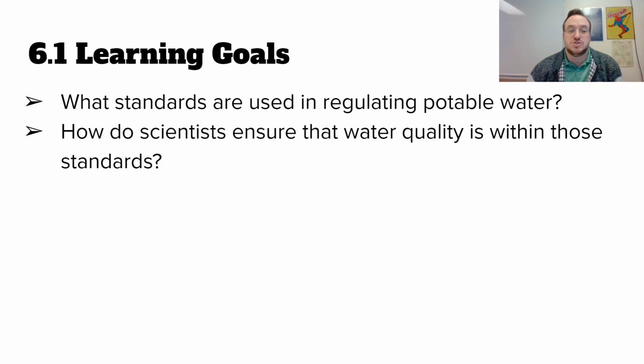So the questions we're going to ask today are: what standards are used in regulating potable water? Potable means drinkable. Non-potable, you don't want to drink it. It's not fit for drinking. And then how do scientists ensure that water quality is within those standards? So some of these standards are going to be a level where we want the tests to give us values higher than the level, and sometimes those tests are going to give us results that are lower than those levels.